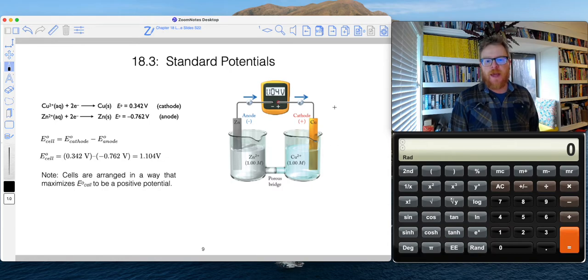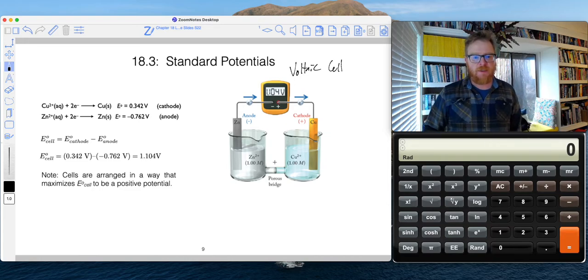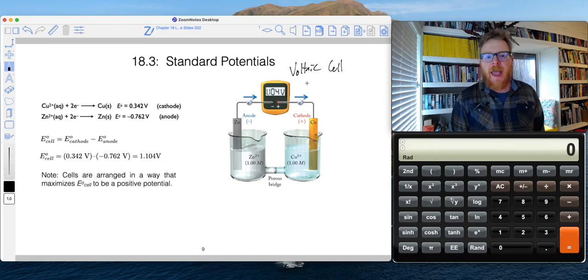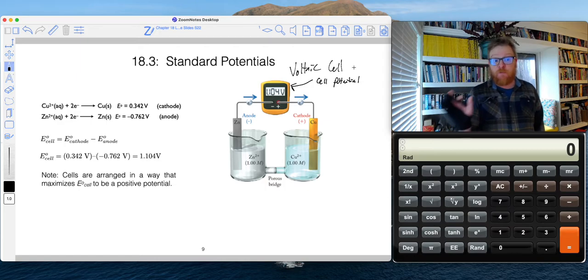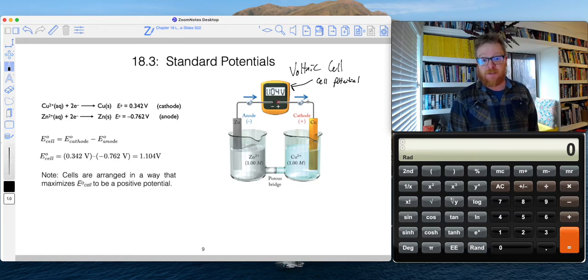a zinc anode and a copper cathode, and this combination of half cells gives us a voltaic cell. So it's a spontaneous reaction. It gives us some juice that we could charge our cell phone with, for example. And this, as we can see right here, would be our standard cell potential, which is the combination of both half reactions. So that's what we would measure out of this voltaic cell, 1.104 volts.